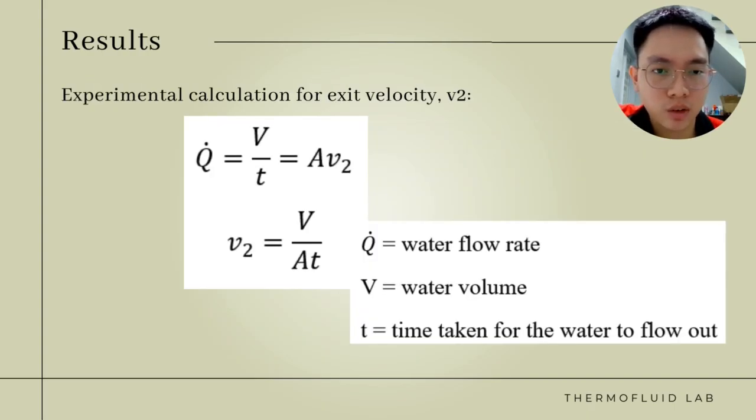Next, the experimental exit velocity of the water, V2, is calculated using the formula of flow rate. Q dot equals V over T, and Q dot is also equal to A times V2. Q dot is the water flow rate, and capital V is the water volume that flowed out from cup A. T is the time taken for the water to flow out completely. A is the cross-sectional area of the straw, and V2 is the exit velocity. We equate these two formulas, and finally we get V2 equals V over A times T.